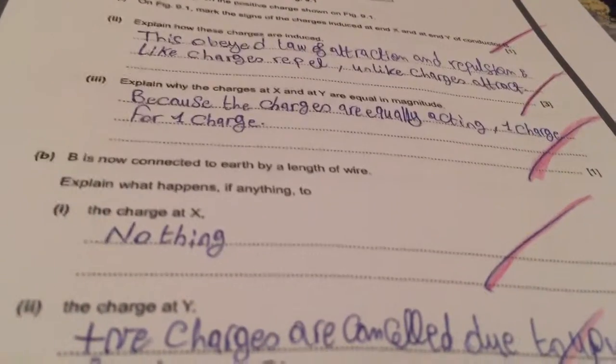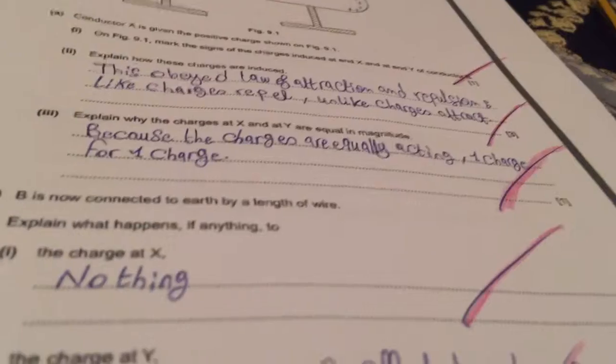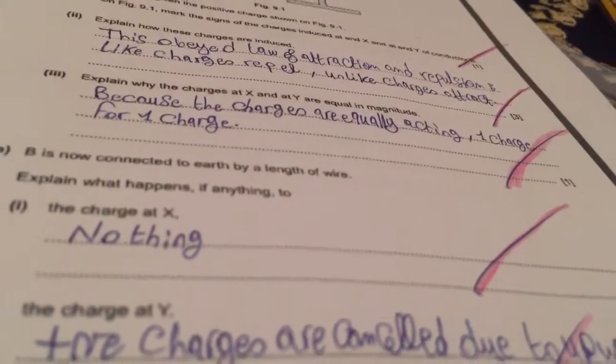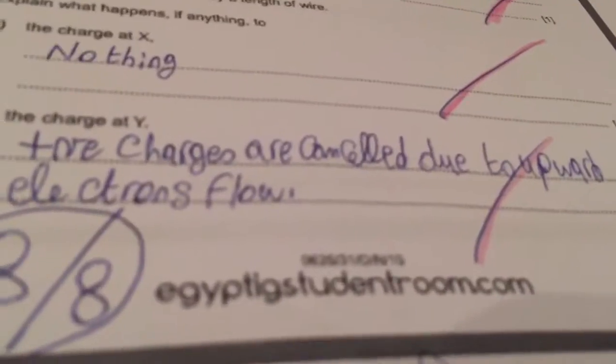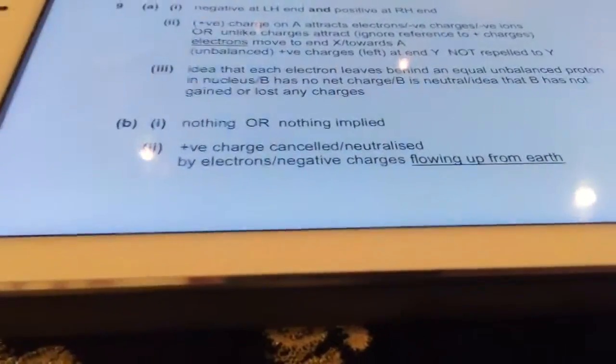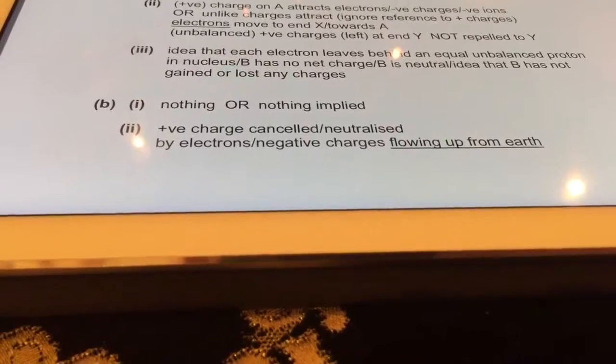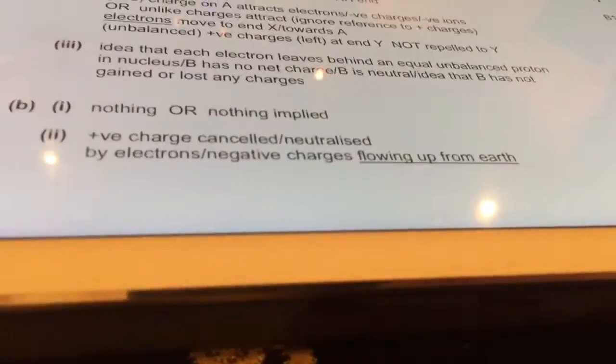Anyway, B is now connected to Earth with a length of wire. Explain what happens, if anything, to the charge at X, which is at the negative side. I said nothing. Let's check the mark scheme. Nothing. Okay. (ii) The charge at Y, which is at the positive side. The positive charges are cancelled due to upward electron flow. Let's check here. Positive charges cancelled, neutralized by electrons flowing up from Earth. Okay, alright, we made it right. Cool. Let's move on to 10. We're almost done.